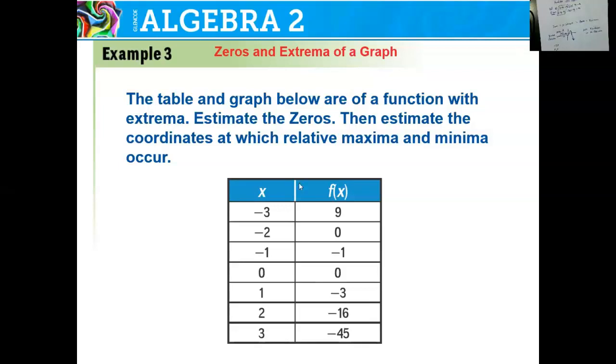So if we're looking at it, we have -3, 9, and then we have -2, 0. So that means we dropped 9 y values, right? We're decreasing. Our graph is going down as we went from left to right. Then from -2, 0, we go to -1, -1. Okay, so we're still decreasing, right? We went from 9 to 0, 0 to -1.